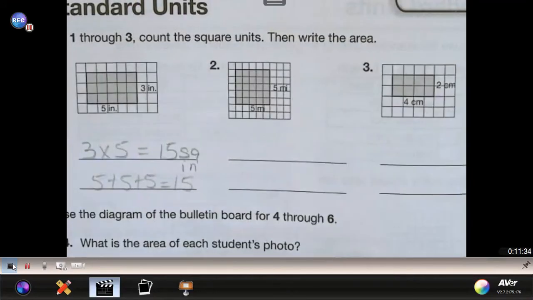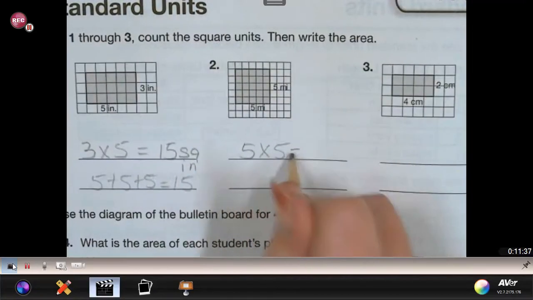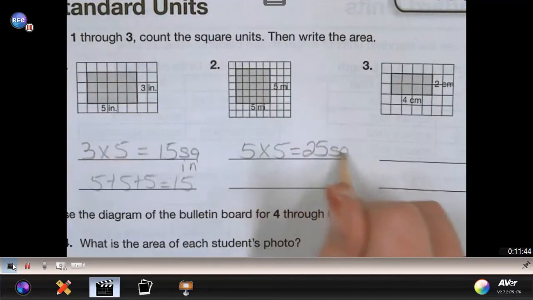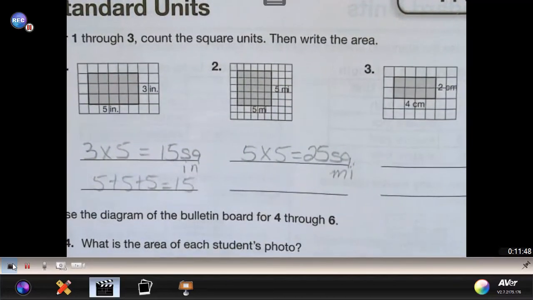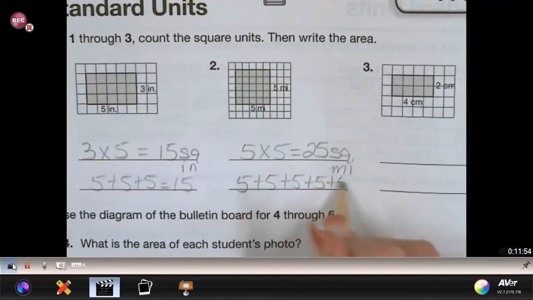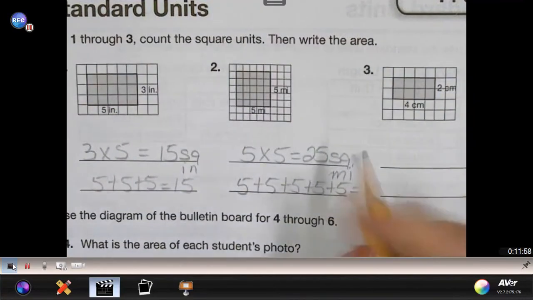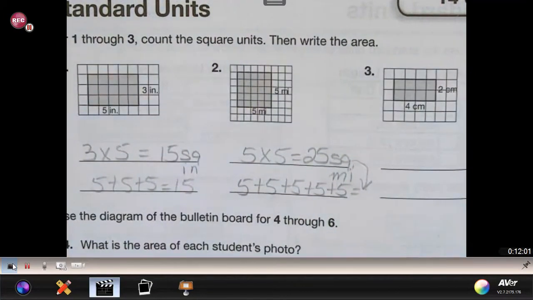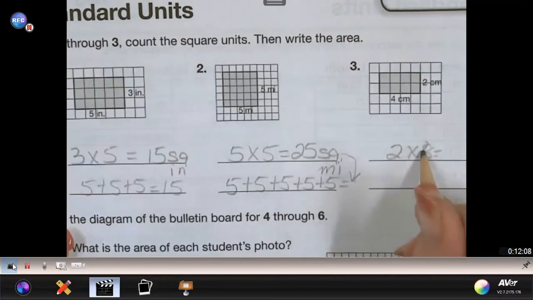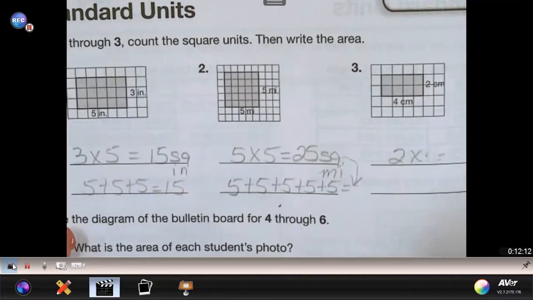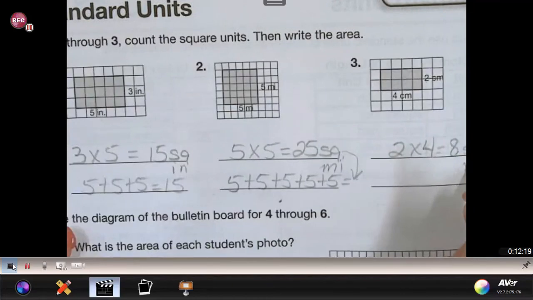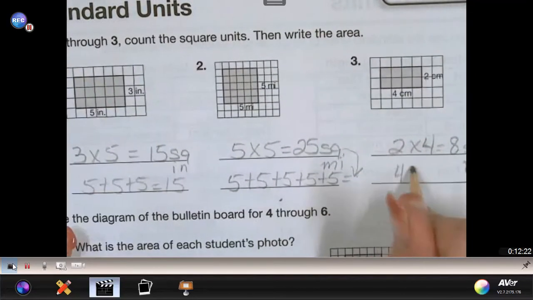5 times 5 is 5 groups of 5, or 5 rows with 5 squares in each row. And if I count by 5s, that's 25 square miles. And 5 plus 5 is 10, plus 5 is 15, plus 5 is 20, plus 5 is 25. Again, we know that we can use repeated addition to solve for multiplication. We have 2 rows of 8 here, or excuse me, 4. I got ahead of myself. 2 rows of 4, 2 rows with 4 squares in each row. I'm going to have 8 square centimeters, and 4 plus 4 is 8.